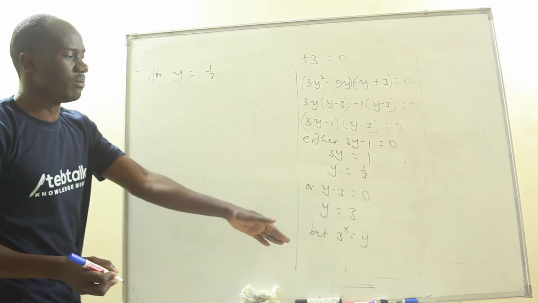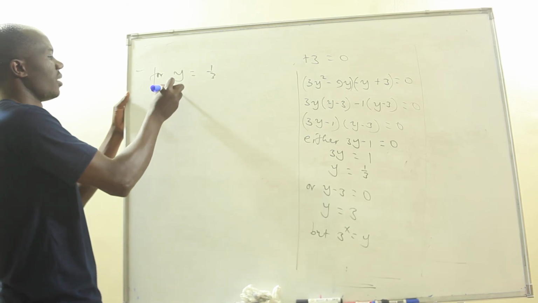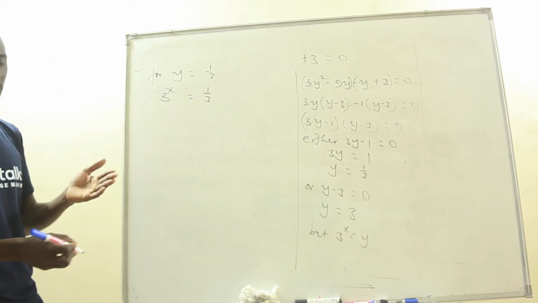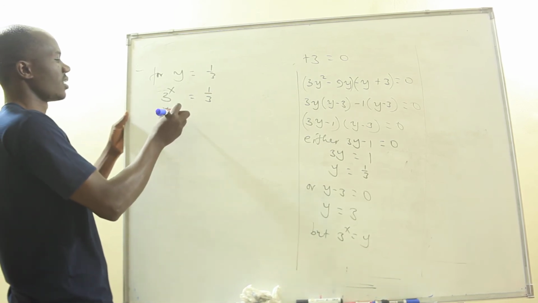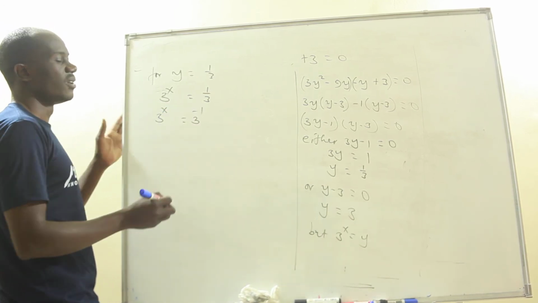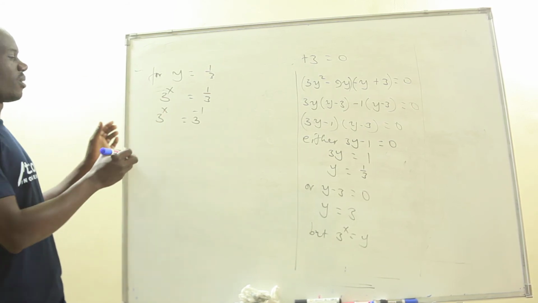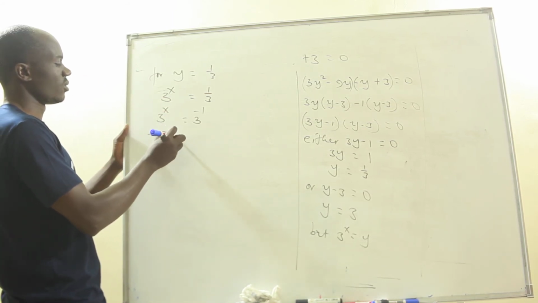Our y is already 3 power x. We shall say 3 power x equals a third. We can take the reciprocal. So this is the same as 3 power x equals 3 power negative 1. And since the bases are the same, we just equate the powers. Therefore, x equals negative 1.